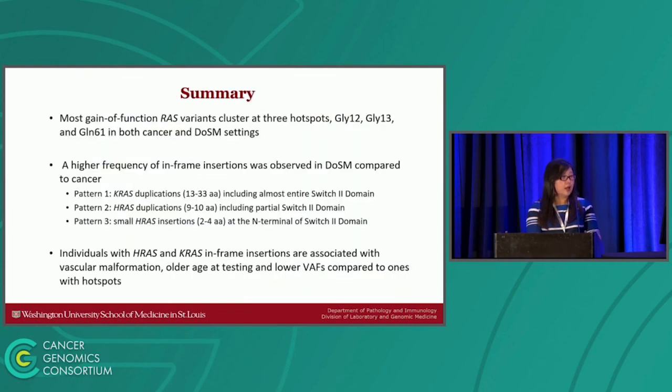In summary, although most gain-of-function RAS variants cluster at the 3 hotspot codons, 12, 13, and 61, we identified a group of in-frame insertions observed more frequently in disorders of somatic mosaicism, including the 3 patterns that we described in this presentation. And individuals with RAS in-frame insertions are associated with vascular malformation and tend to have an older age at testing and lower variant allele fractions compared to the ones with the well-established hotspots.